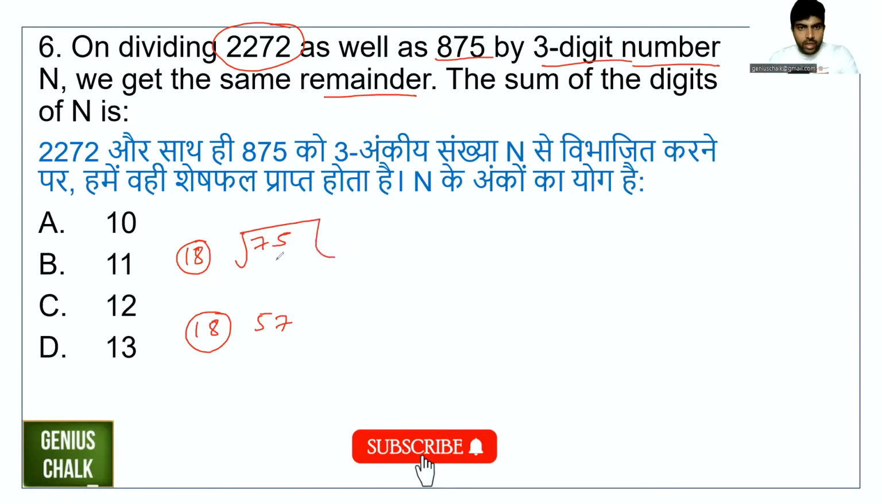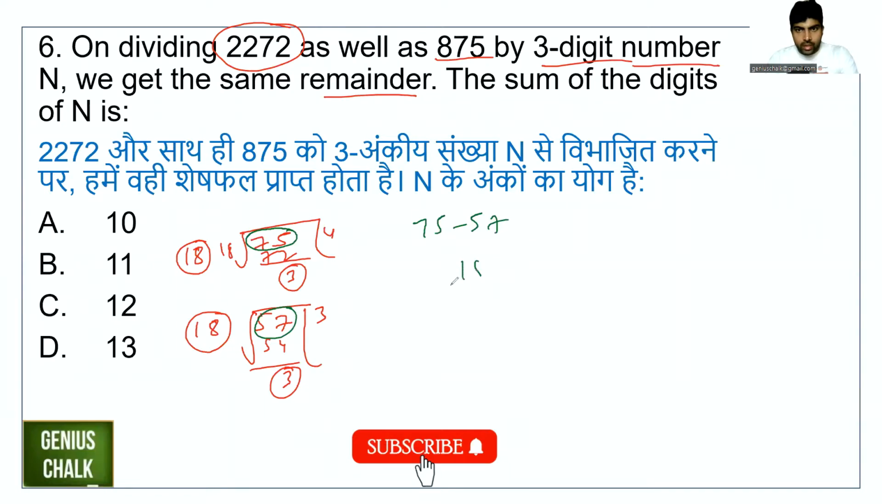So if you divide it, you will get a remainder 3, right? And here also, if you divide, 18 4s are 72, so 3 is left. Then 18 3s are 54, so 3 is left. That means there is one more concept coming out here: if I subtract 75 and 57, that is 18. This is also divisible by 18 and giving remainder same, right?